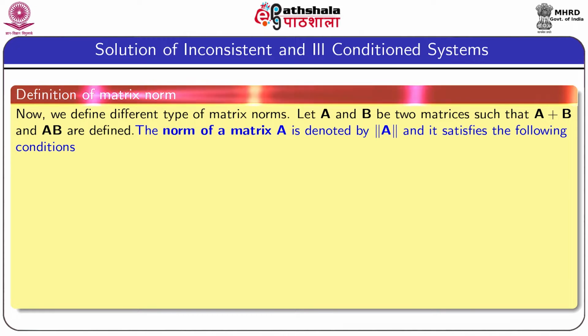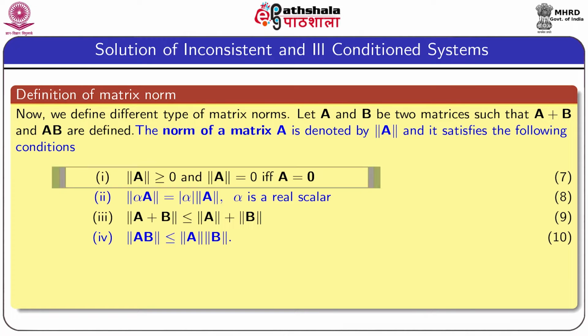Let A and B be two matrices such that A plus B and A into B are defined. The matrix norm is also denoted by double bar A, and it satisfies the following conditions. The first condition is the non-negativity condition. That means the norm of a matrix should be greater than or equal to 0, and if the matrix is a null matrix, then the norm is 0.